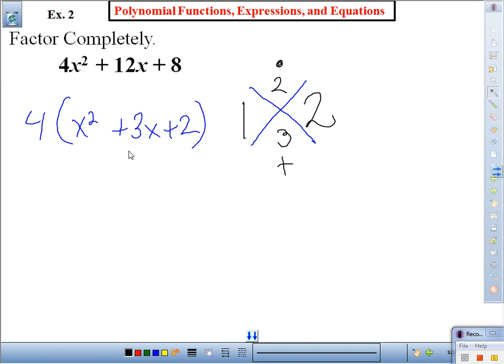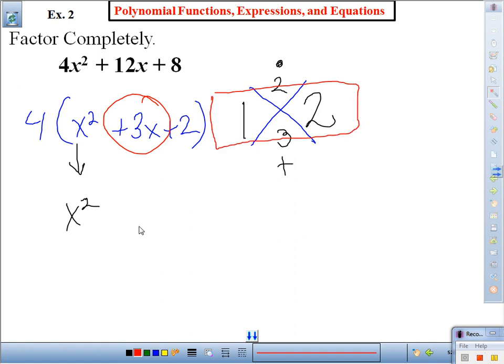What do we do with that, Mr. Q? Well, now we're going to rewrite this. Bring down the what? X squared. And then instead of writing 3x, what do we write now? Plus 1x plus 2x. You bring down the last term, which is plus 2. Does this look familiar now? Yeah. What do we do from there? Factor by grouping. That is correct.